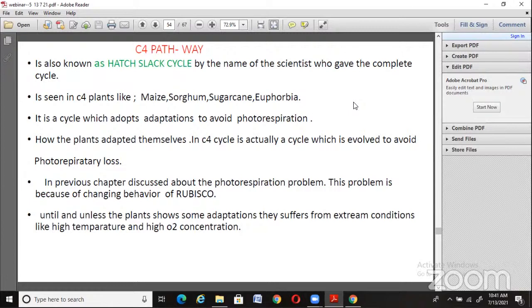Today, we are going to discuss the chapter Photosynthesis. In that, C4 pathway.